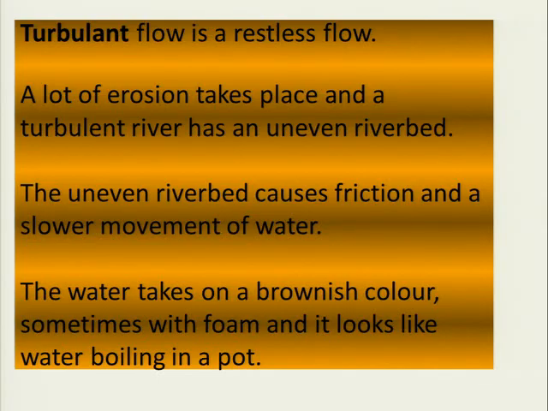You will see it is a restless flow with a lot of erosion taking place, and the turbulent river has an uneven river bed. The uneven river bed causes friction and a slower movement of water. And because there is a lot of erosion, the water takes on a brownish color, sometimes with foam, and it looks like water boiling in a pot.